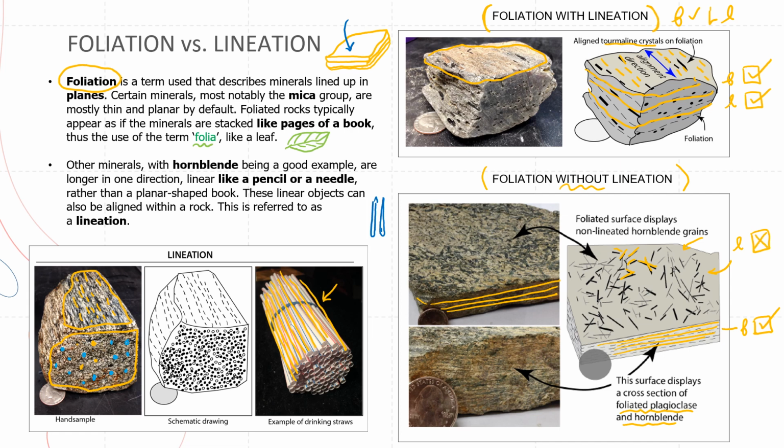So if you just need to recall this really quick, foliation, think of pages of a book. So stacks of paper, but instead it's stacks of minerals. And for lineation, think about your good friends, the straws. And think about how tying straws together, they're aligned in the same direction. Okay, so I hope that helps. We'll move on to our next slide.